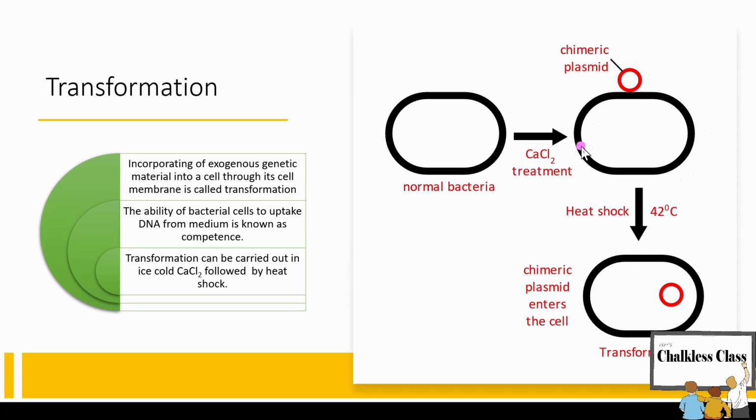The ability of bacterial cells to uptake DNA from the medium is known as competence. If this bacterium becomes competent or eligible to take in the plasmid from outside, then we can say that this bacterium has the competence to receive the rDNA or chimeric DNA. This transformation can be carried out in ice cold calcium chloride followed by heat shock. What is that? Let us study.